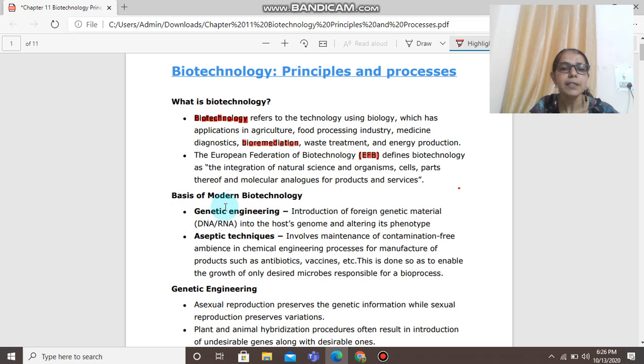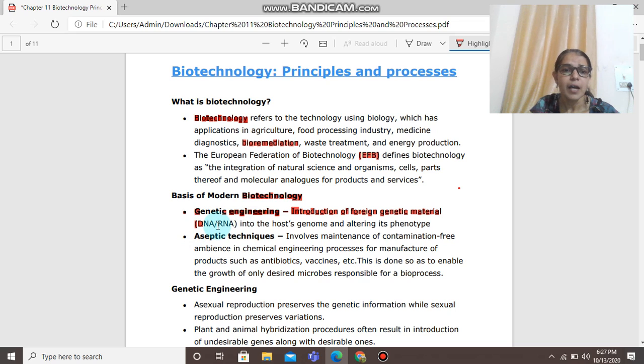Now moving further, what are the bases of modern technology? Bases of modern technology means what principles are used in the modern technology. The first one is the genetic engineering. As the name itself indicates, engineering in the field of genetics. Genetics means the branch of science that deals with the study of genes, that all will be studied in genetics. So if the engineering is done at the genetics level, means at the gene level, then you will say it is genetic engineering. Now what is being done in genetic engineering?